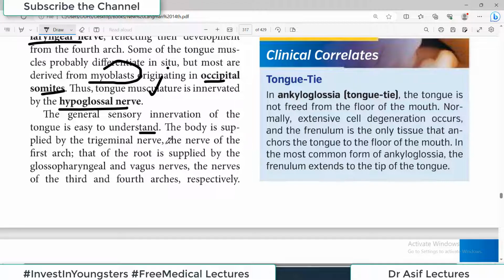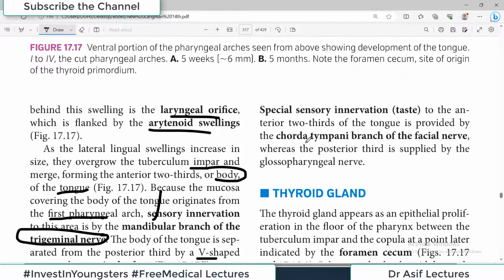So the body, for example, is supplied by the trigeminal nerve, the nerve of the first arch. So because the body is derived from the first arch, it has the same nerve supply. Easy to understand. Root is primarily by the glossopharyngeal, but also by the vagus, because root is derived from derivatives of relevant arches, the nerve of the third and fourth, vagus and glossopharyngeal. So that's easy.